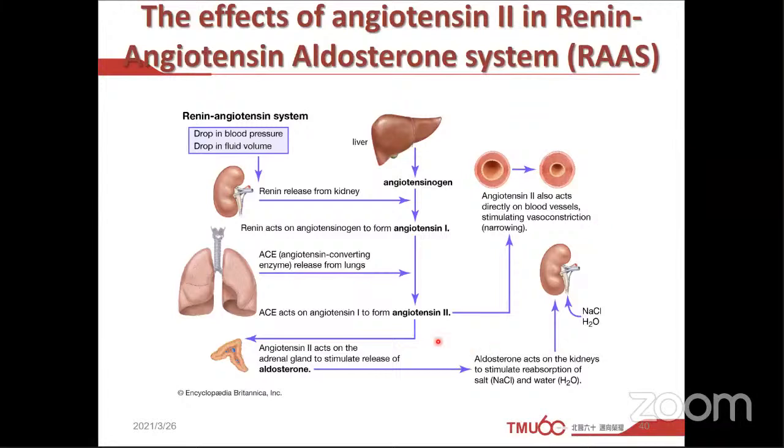And another one, angiotensin 2 will act on the adrenal gland to release the hormone aldosterone, which can increase the resorption of water and salt. So this can maintain the fluid volume in the bloodstream. So this system, ACE2 and ACE, is very important to maintain the blood pressure and the vascular tone.